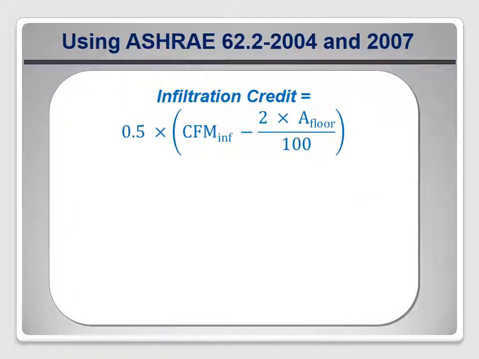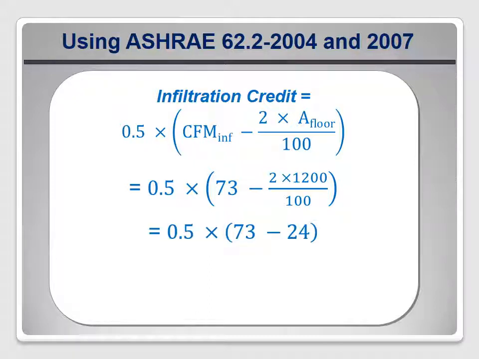Now we need to plug everything into the formula for the credit. The natural infiltration, CFM-INF, is estimated as 73 CFM. The floor area is 1,200 square feet, and we use that to calculate the standard credit. At 2 CFM per 100 square feet, the standard credit is then 24 CFM. That means we have an infiltration excess of 73 minus 24, or 49 CFM.